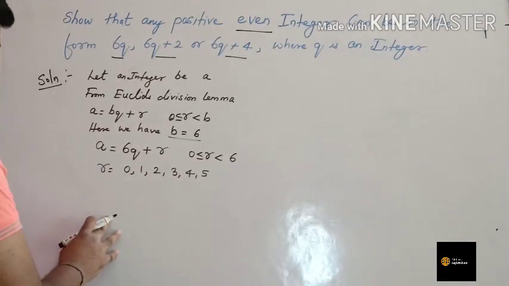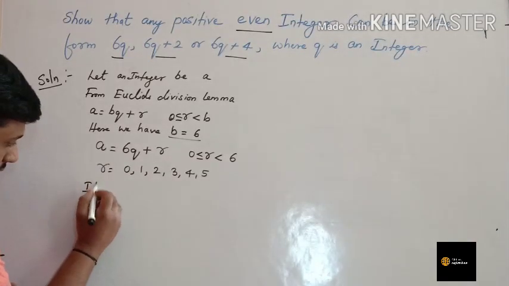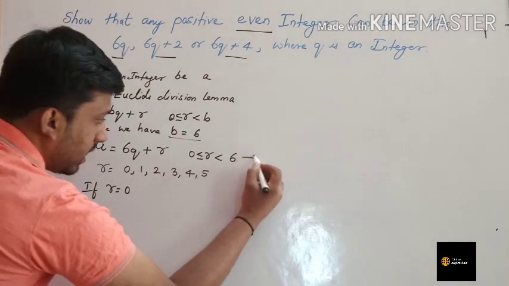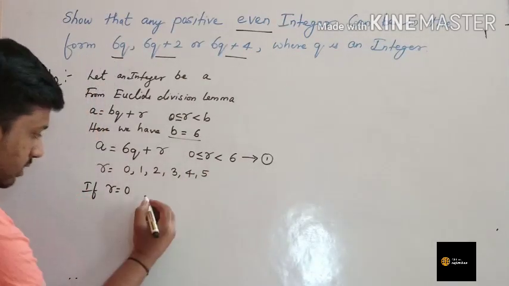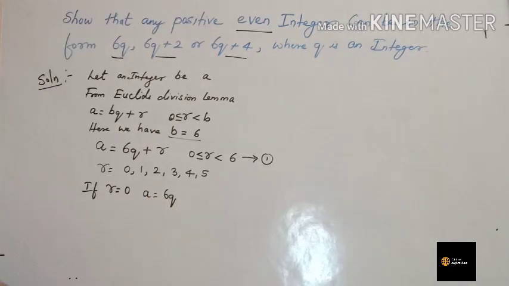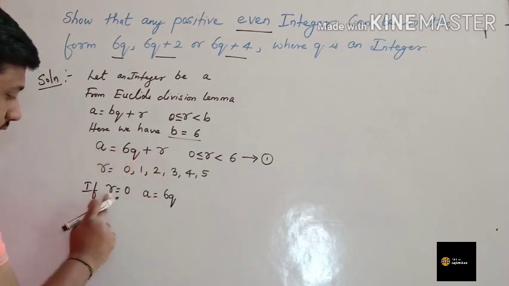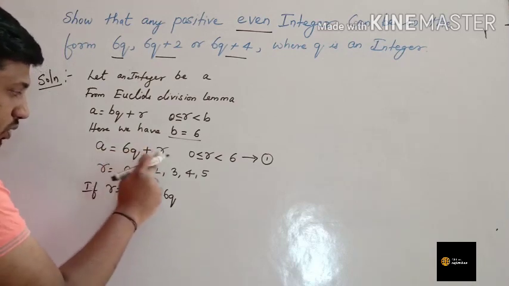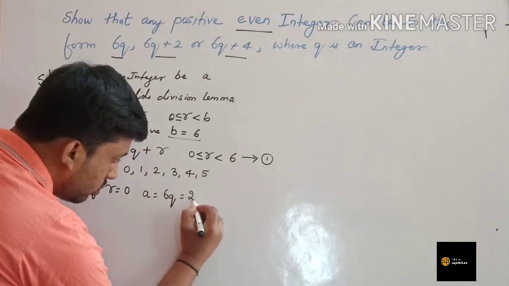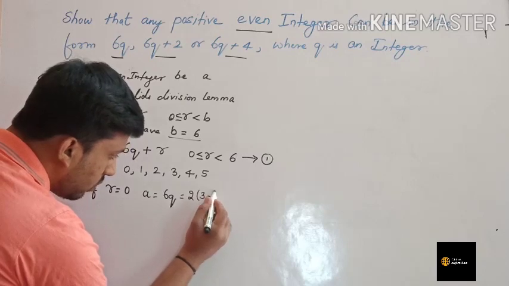So first let me consider if r is equal to 0. What happens to this a? Let me take this as equation 1. So a is equal to 6q, isn't it? Here r becomes 0. So if r is equal to 0, a is equal to 6q, and this can be written in the form of 2 into 3q.